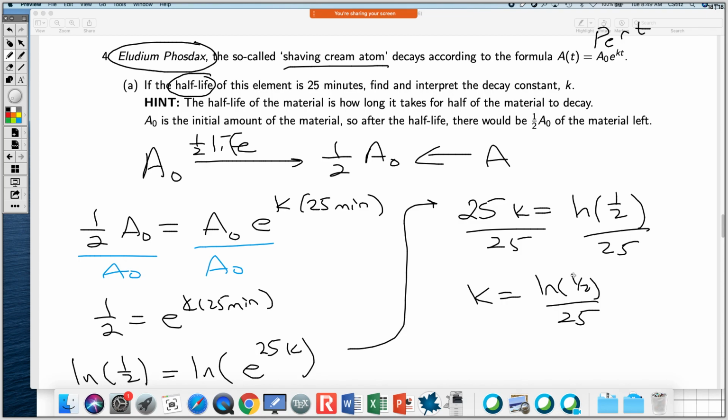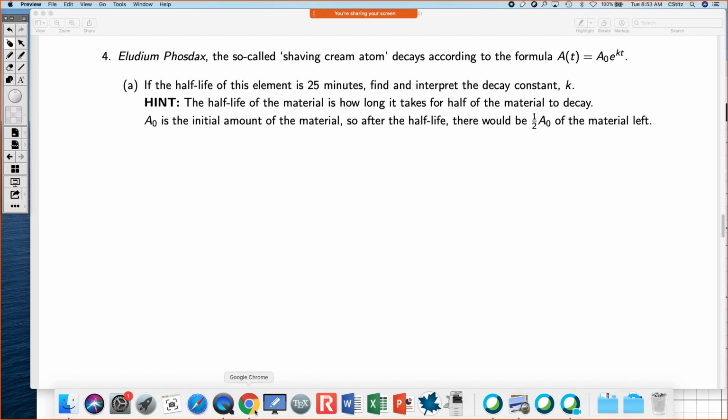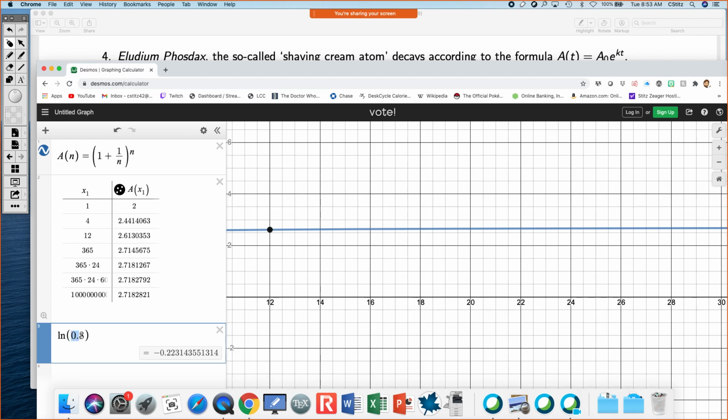Now we know that 1/2 is less than 1. So we know the natural log of that is going to be negative, which is good. But let's see what it works out to be. Natural log of 1/2 divided by 25. Make sure you're dividing that 25 outside the natural log. You see how that's positioned there? And we get negative 0.277, etc.